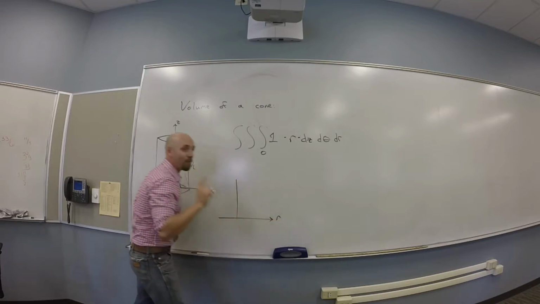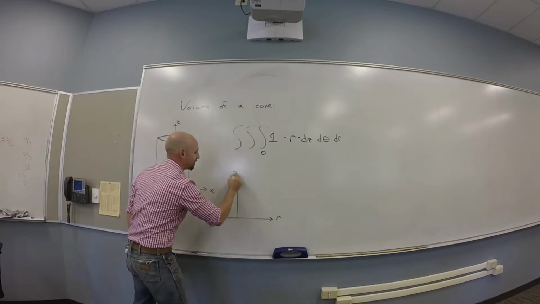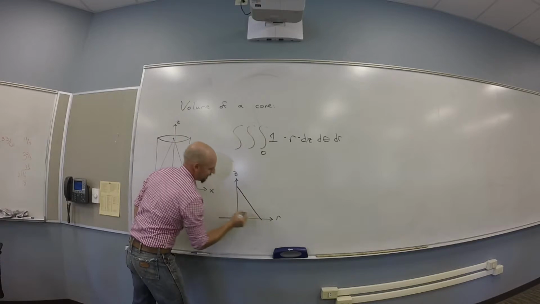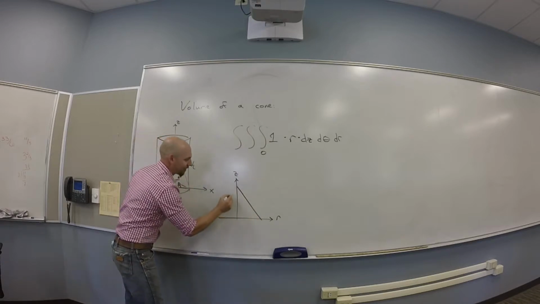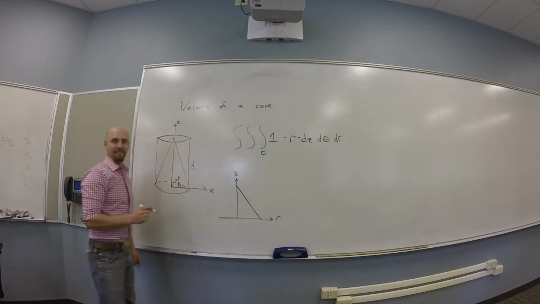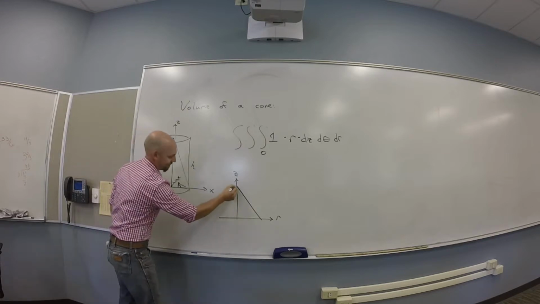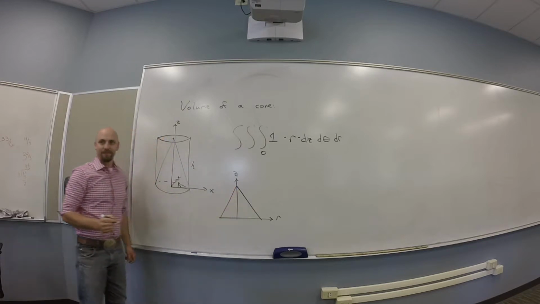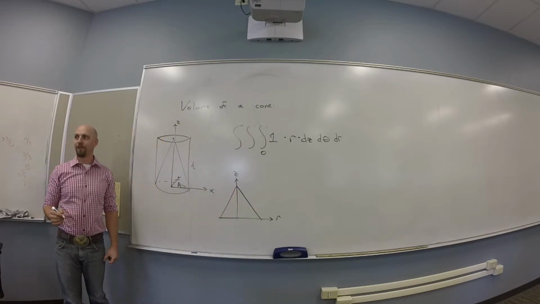Okay, so here's your cone, right? Well, we can assume that theta is 0 to 2 pi, so it doesn't really matter on the other side. I think it matters. Oh, okay.